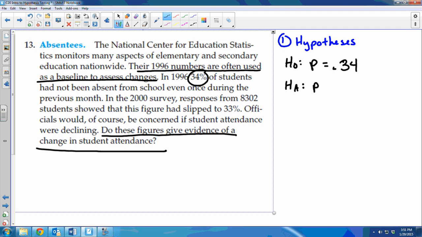For the alternative, I know it says in the question something about student attendance declining, but the question asks, do these figures give evidence of a change in student attendance? It doesn't say is student attendance declining. It doesn't say is student attendance increasing. It says has there been a change? So we have three options: greater than, less than, or not equal to. If it said increasing or decreasing, we'd have greater than or less than. But it says a change. So we're going to put not equal to.